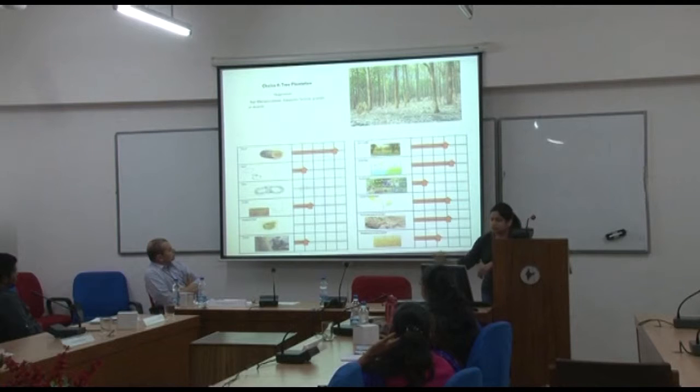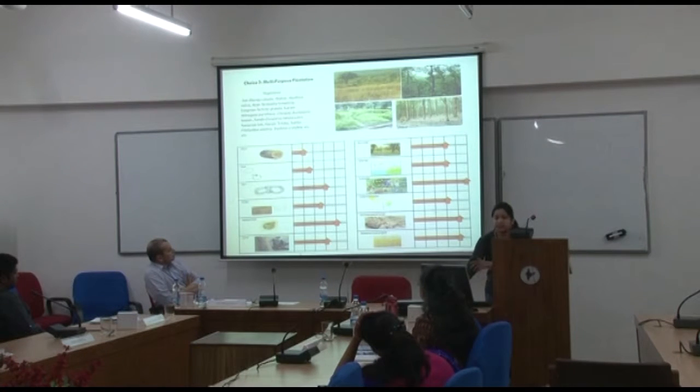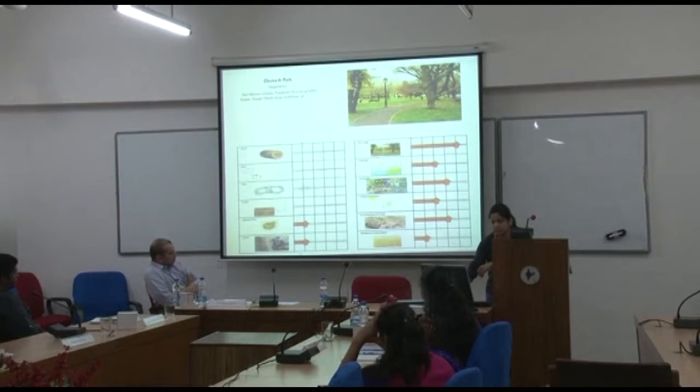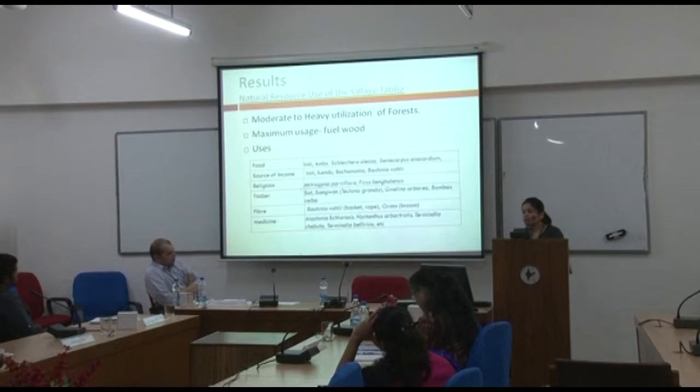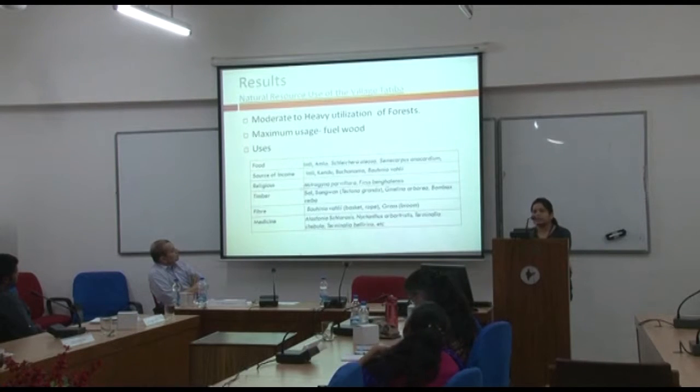Then there is tree plantation, rated high on wood. Then there is multi-purpose plantation, which is basically a combination of all the previous four choices. Then lastly, we had park. Obviously, ecotourism is four and five for this. So what we saw was the villagers had moderate to heavy utilization of forest.